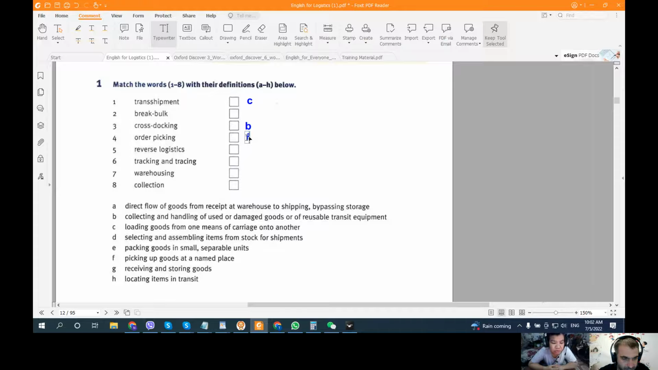Reverse logistics. Reverse logistics means direct flow of goods from... No, it's not. No, tracking and tracing. Direct flow of goods from receipt. Okay, this is okay. 6 is A. Direct flow of goods from receipt at warehouse to shipping, bypassing storage.